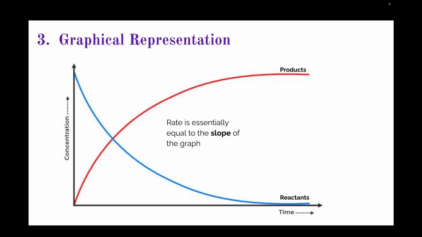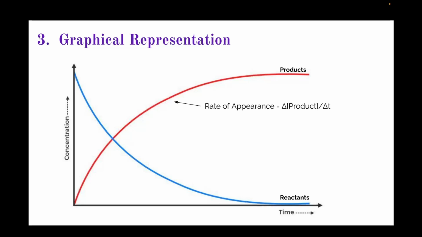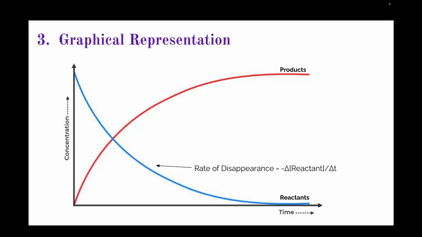Since we're finding the rate of reaction, the rate is basically equal to the slope of the graph. And we can see that the rate of appearance is, as mentioned earlier, change in concentration of product over change in time. Rate of appearance basically means how fast the products are appearing. On the other hand, we have rate of disappearance, which is basically how fast the reactants are disappearing.